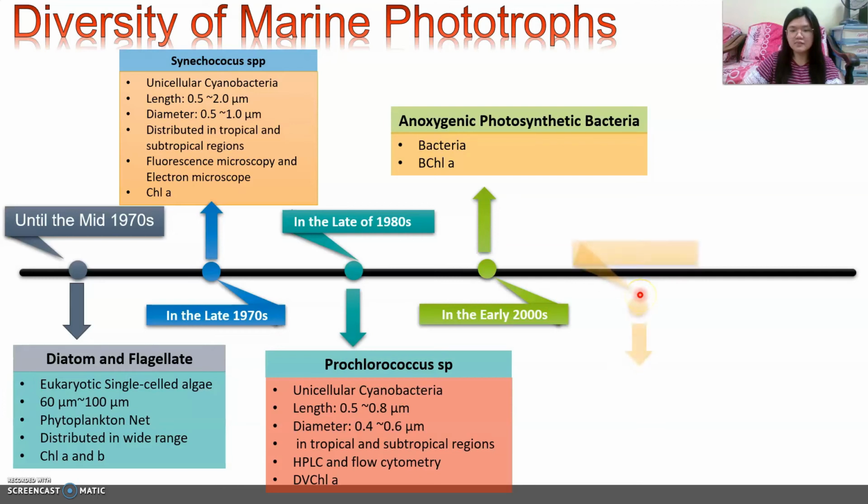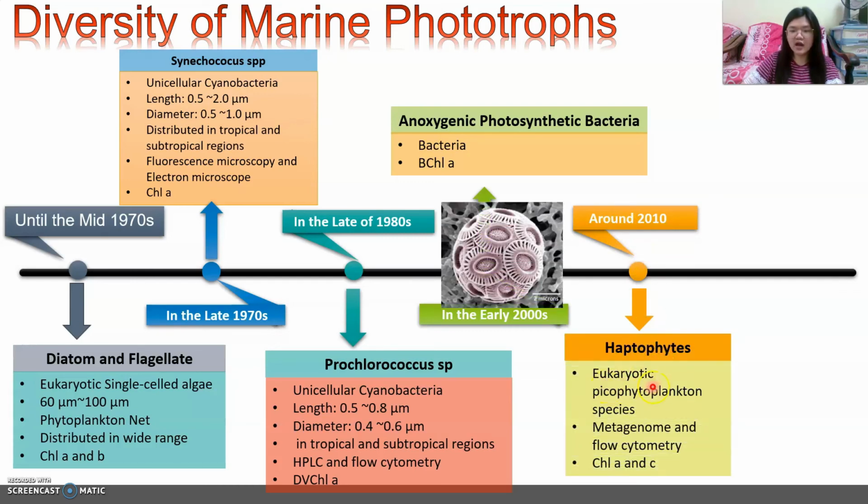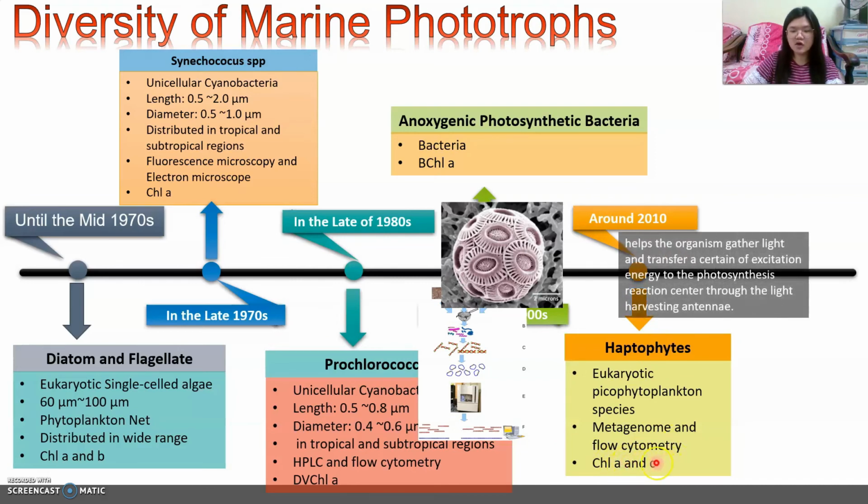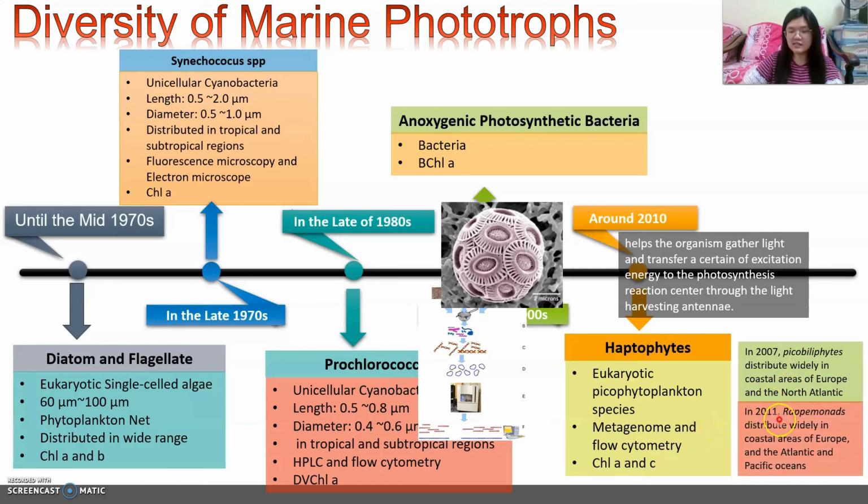Okay, around 2010, phytoplankton called picoeukaryotes. They are eukaryotic phytoplankton species. They can be detected by metagenomics and flow cytometry. They consist of chlorophyll A and chlorophyll C. Chlorophyll C helps the organism gather light and transfer a certain amount of excitation energy to the photosynthesis reaction center through the light harvesting antennas. Scientists also discovered in 2007 that they are distributed widely in coastal areas of Europe and the North Atlantic. Okay, in 2011, they were distributed widely in coastal areas of Europe and the Atlantic and also in the Pacific Ocean.